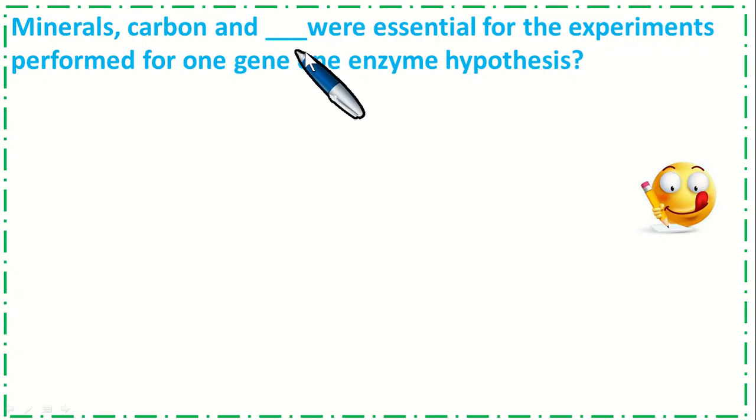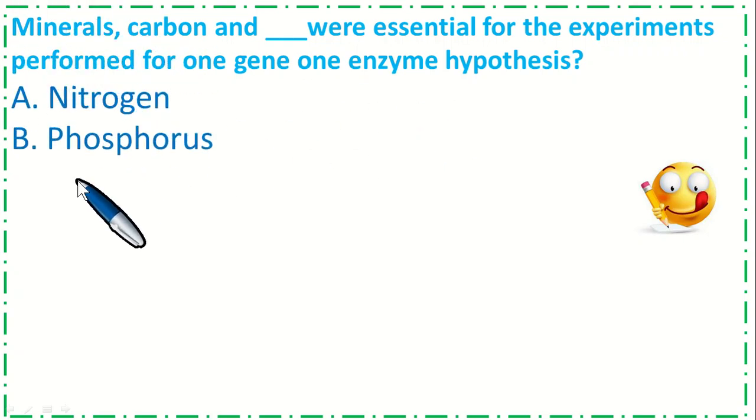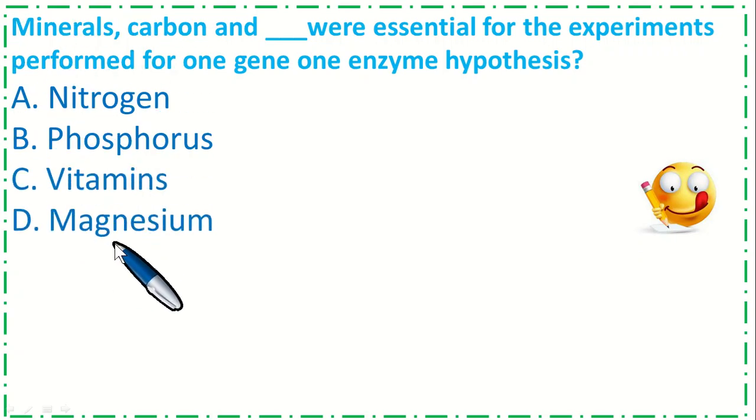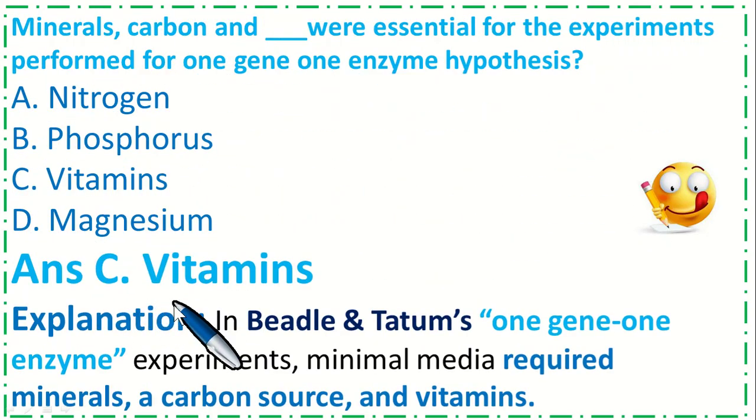Minerals, carbon and dash were essential for the experiments performed for the one gene, one enzyme hypothesis. Option A nitrogen, B phosphorus, C vitamins, and option D magnesium. So the correct option is C vitamins. Explanation: in the one gene, one enzyme experiments, minimal media required minerals, a carbon source, and vitamins.